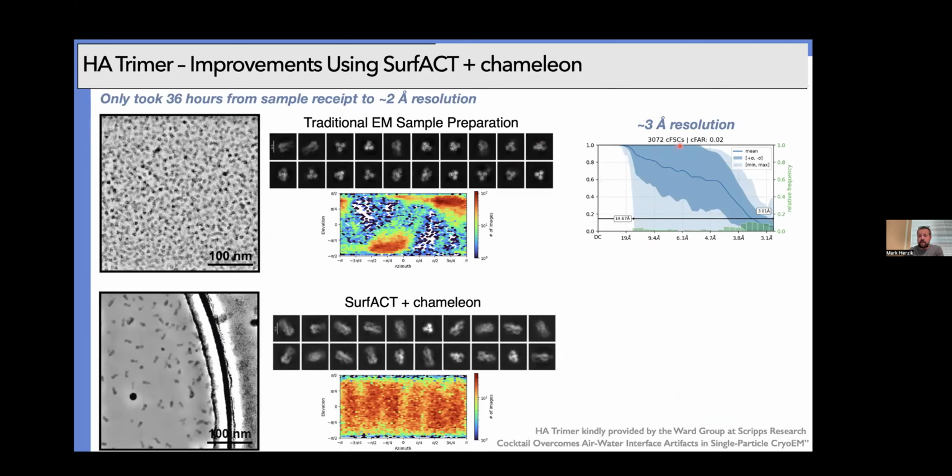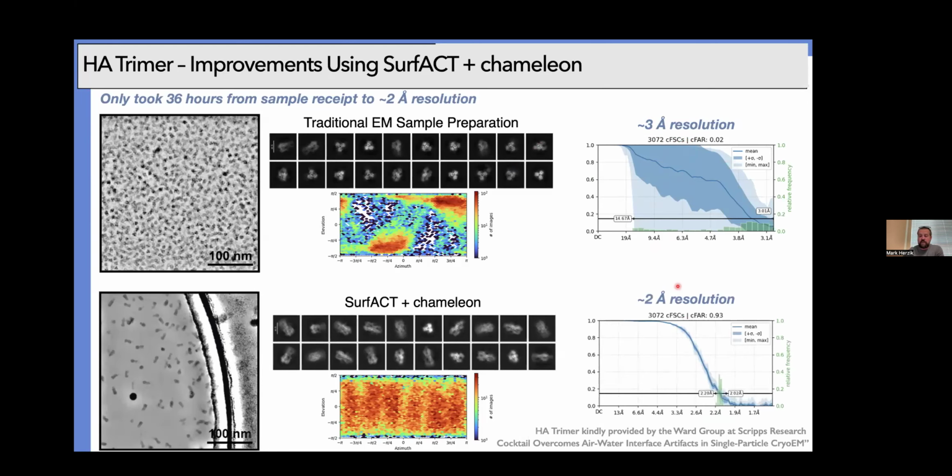But if you look here, this resolution metric called CFAR, which tells you how limited your viewing distribution is, 0 being absolutely poor, 1 being perfect, it was 0.02, which means you're missing tons of information in Fourier space and limited views. But when we add Surfact, we now have a CFAR of 0.93, again, one being perfect, which means we're about as high as we can get without being apoferritin. Now, hemagglutinin trimer worked great.